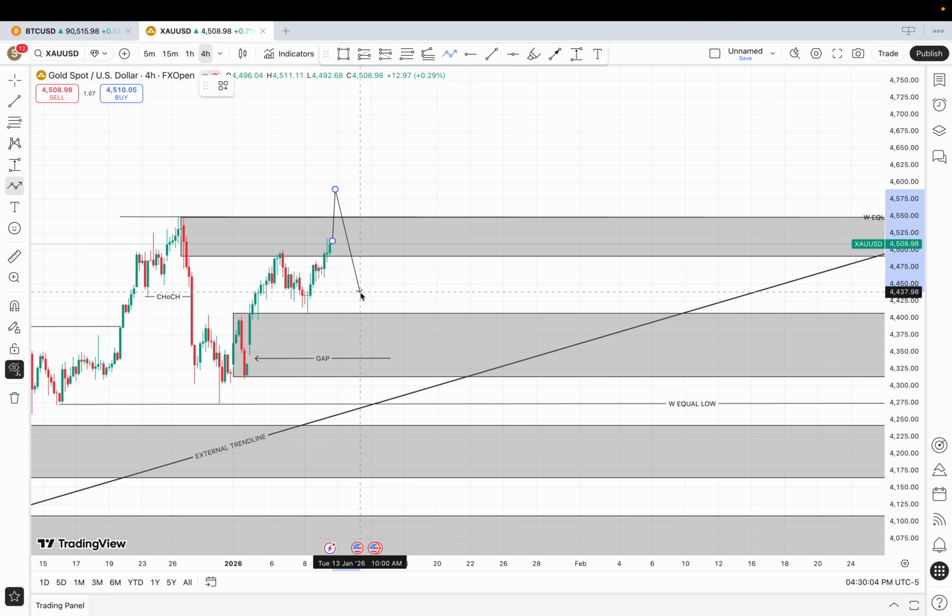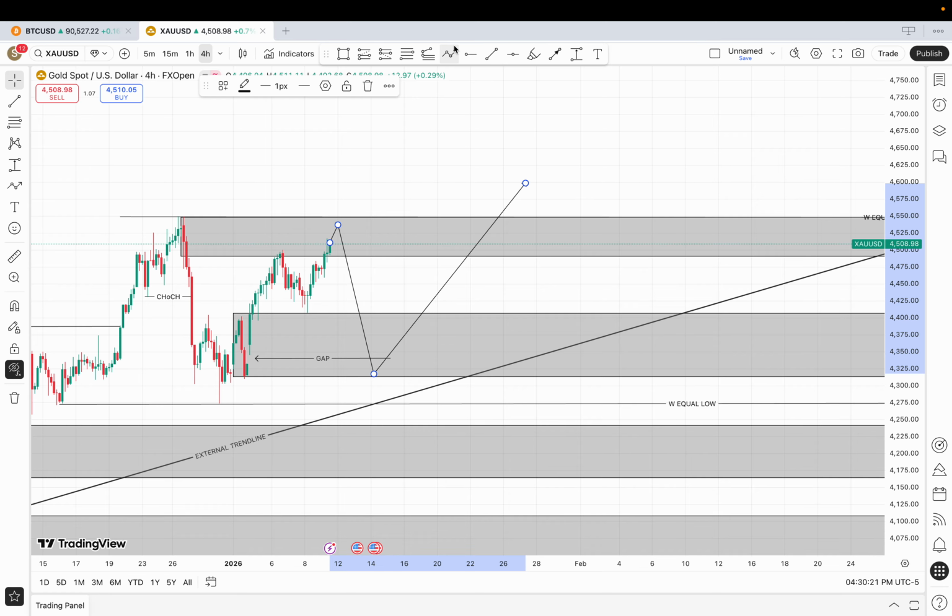That doesn't mean the supply is invalid. The market could come right here, tap into the supply, fill it, and drop to fill this gap and return. Or it will come from here to clear these equal lows and go higher.